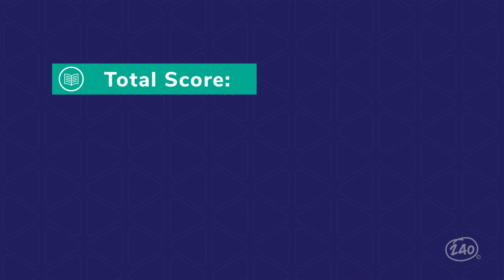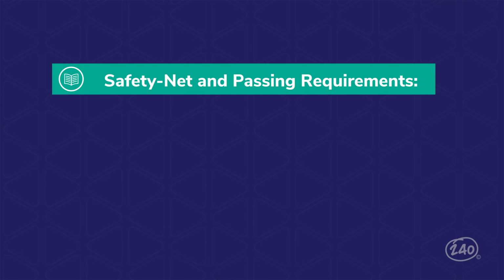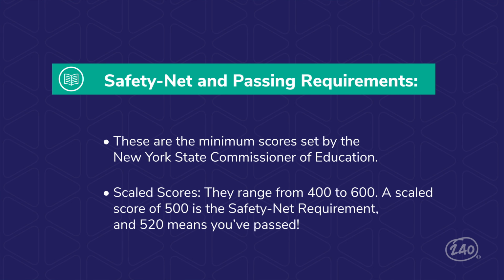Number 1, total score. This is based on your correct answers for multiple choice questions and your scores for the constructed response questions. 2, safety net and passing requirements. These are the minimum scores set by the New York State Commissioner of Education. Scaled scores range from 400 to 600. A scaled score of 500 is the safety net requirement, and 520 means you passed.